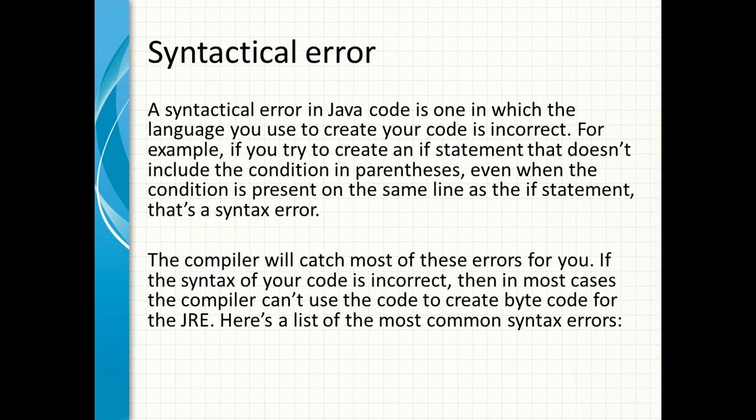A syntactical error in Java code is one in which the language you use to create your code is incorrect. For example, if you try to create an if statement that doesn't include the condition in parentheses, even when the condition is present on the same line as the if statement, that's a syntax error. The compiler will catch most of these errors for you. If the syntax of your code is incorrect, then in most cases the compiler can't use the code to create bytecode for the JRE. Here's a list of the most common syntax errors.